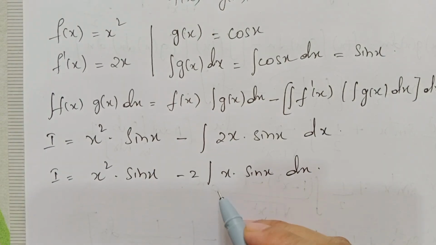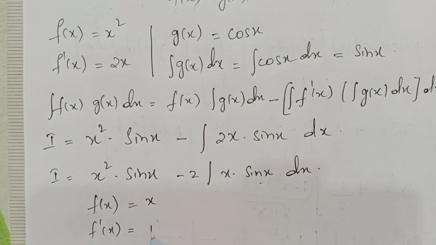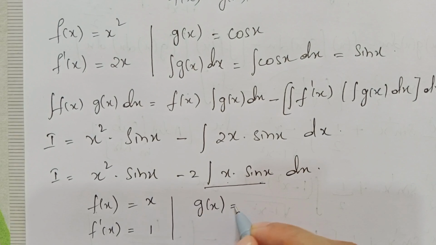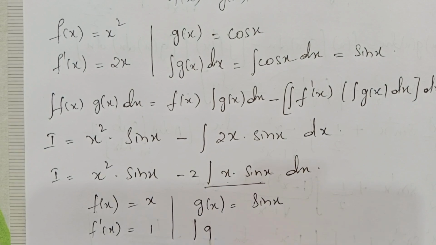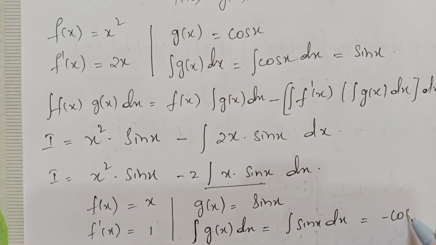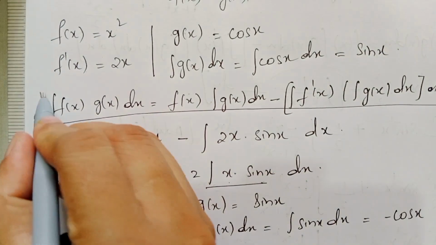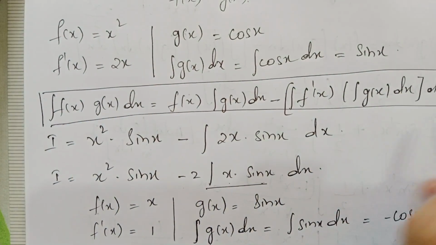Again this is in the formula of by parts only, integral f of x and g of x. Okay, so here our f of x is x, so f dash of x value will be 1, right? For this term only we need to solve. And g of x value is sin x, integral g of x dx is equal to integral sin x dx, which is equal to minus cos x. So this is our formula. You need to remember this in order to solve any question which has two functions, right, in the by parts integration method.